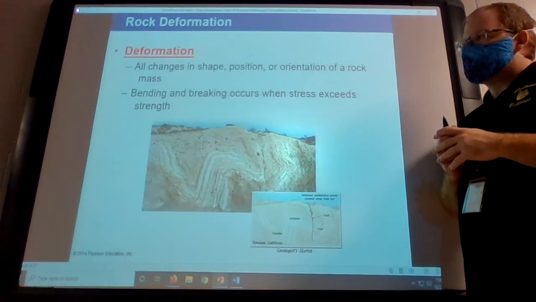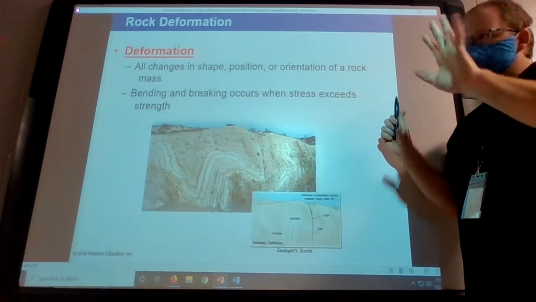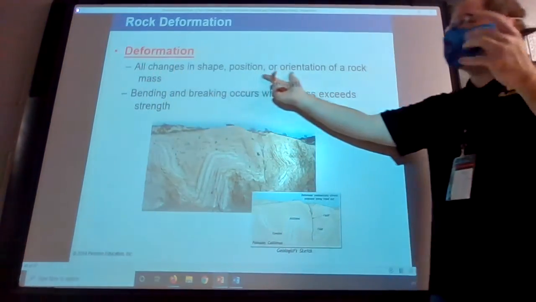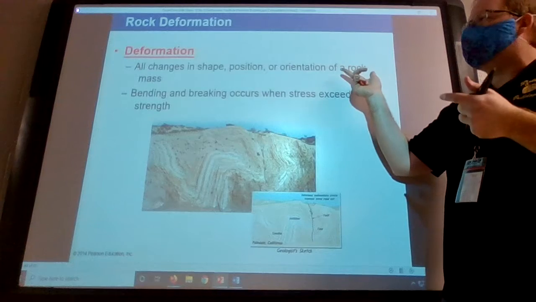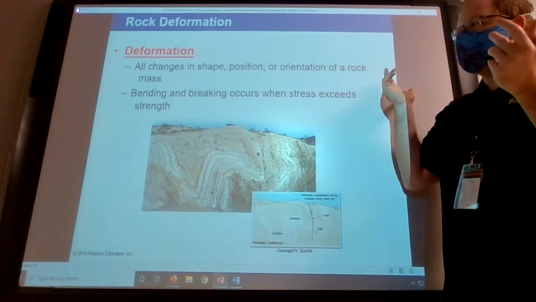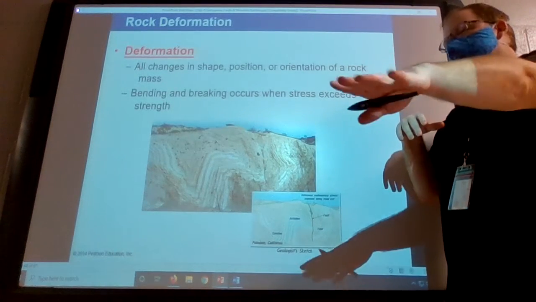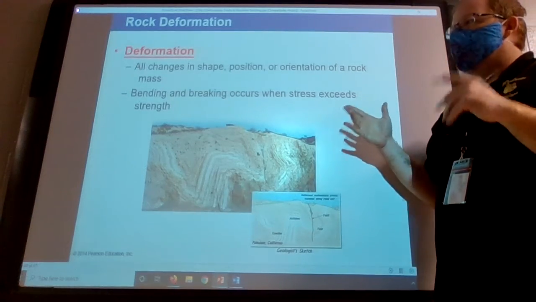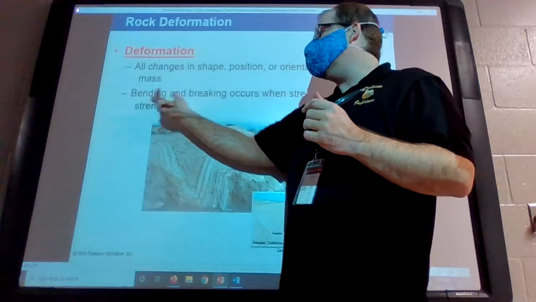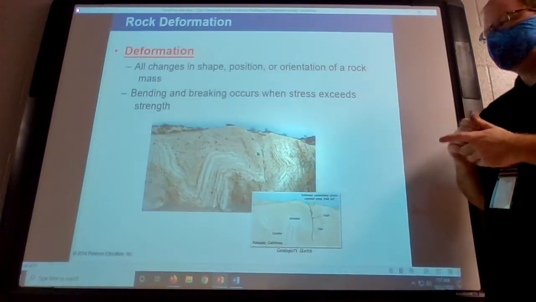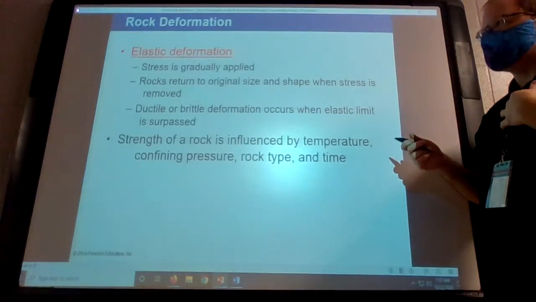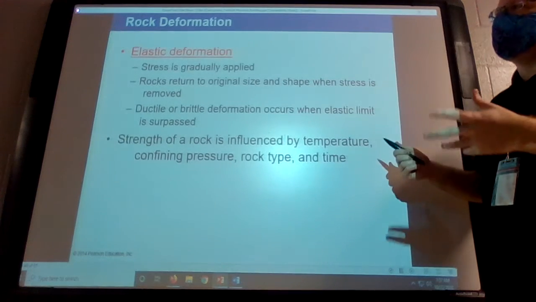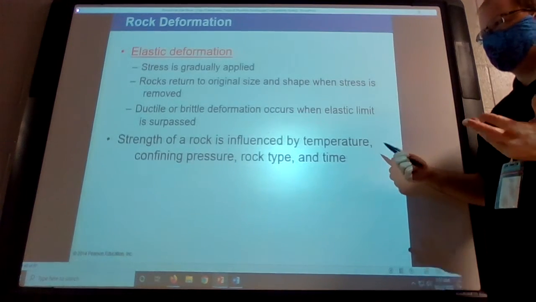But so the point is, before I get too distracted, deformation happens. All change in shape, position, or orientation of a rock mass is called deformation. So it doesn't necessarily have to break or bend. Just if it gets moved in some way, that's going to be deformation. Bending and breaking occurs when stress exceeds the strength of the rock. And so there's always some sort of stress on it, but if it's more than the rock can handle, you will get some sort of bending or breaking.